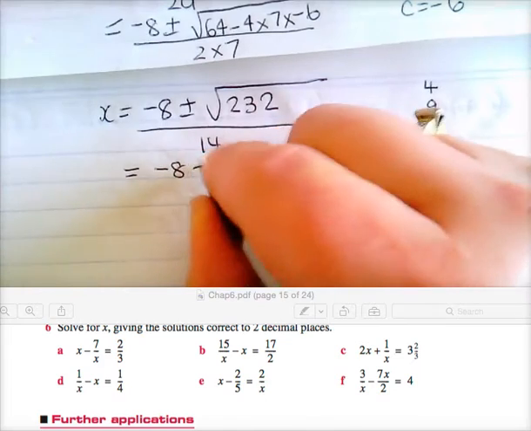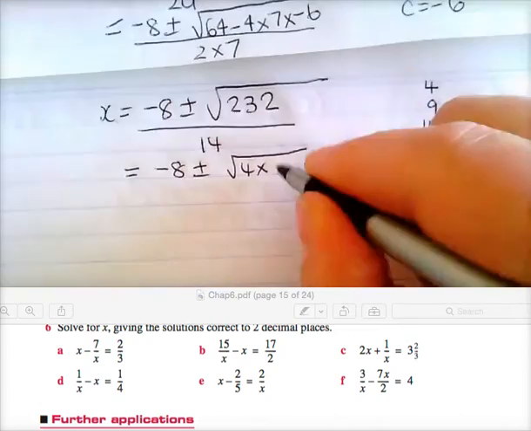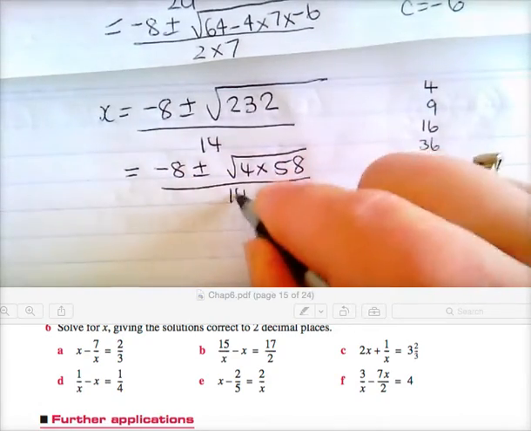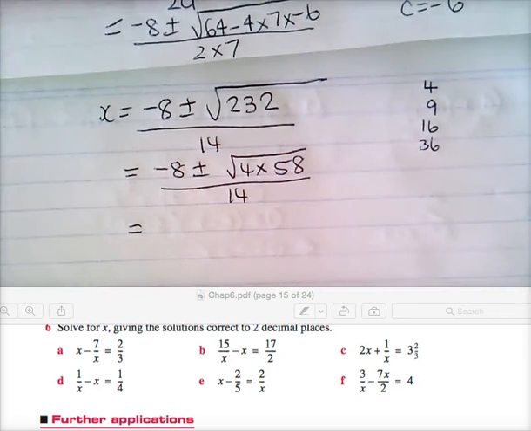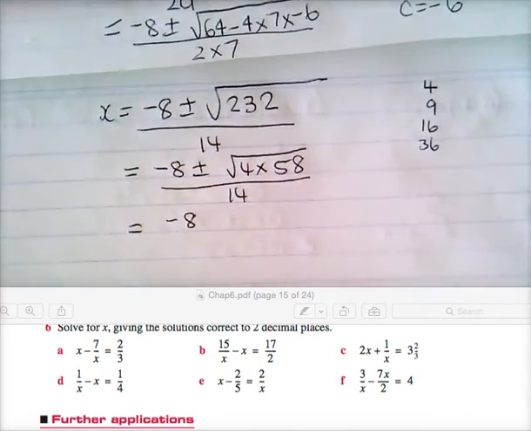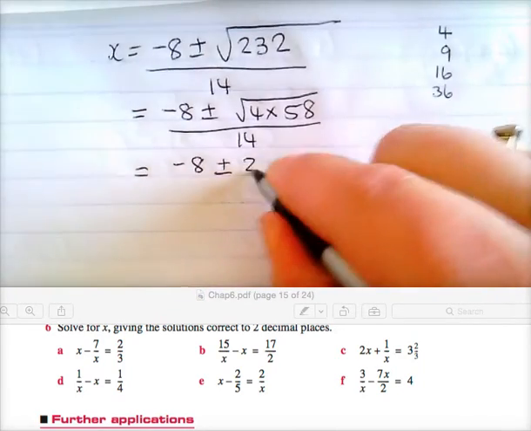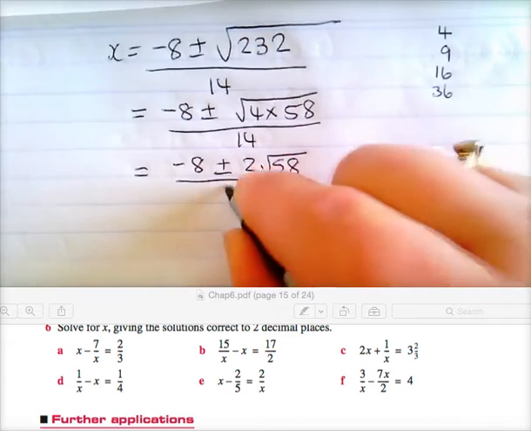So we've got negative 8 plus or minus the square root of 4 times 58. Are you okay with this, girls? Square root of 58. What goes into 58? 4 doesn't. 9 doesn't. 16 doesn't. 36 doesn't. So it looks like that's staying. So what do I write here? Negative 8 plus or minus what? Why did I do 4? 2 root 58 over 14.